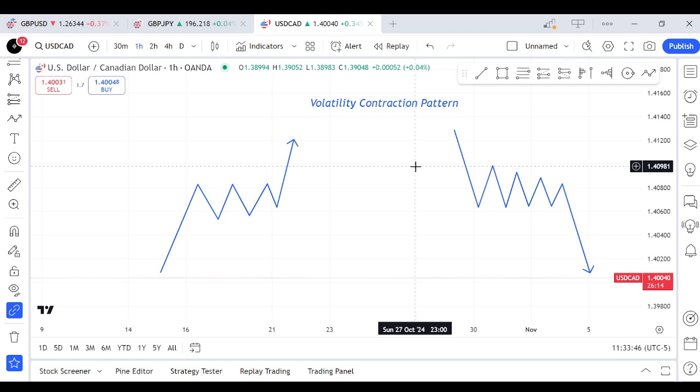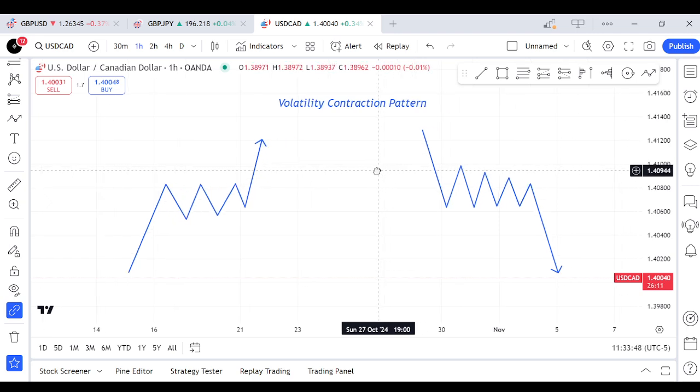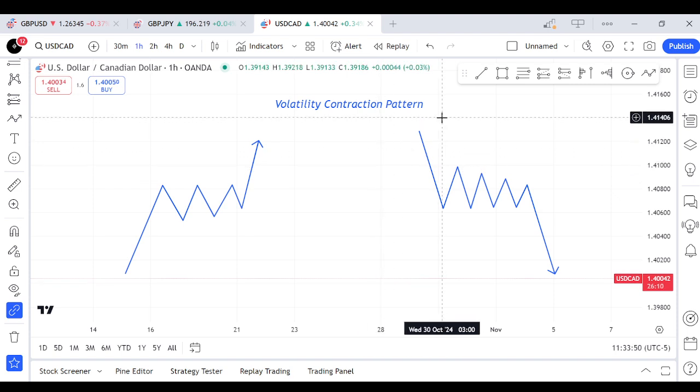In today's video we'll be talking about the Volatility Contraction Pattern, or VCP for short. The Volatility Contraction Pattern represents one of the most reliable technical formations in market analysis. So this pattern signals potential market breakouts by identifying specific periods of decreasing volatility followed by explosive price movements.